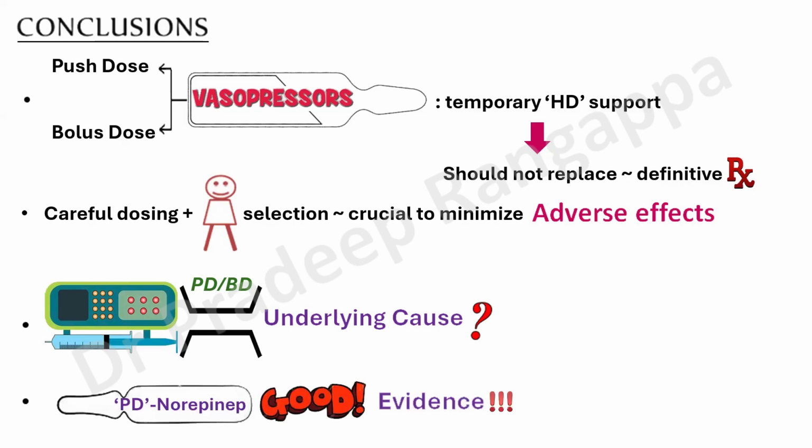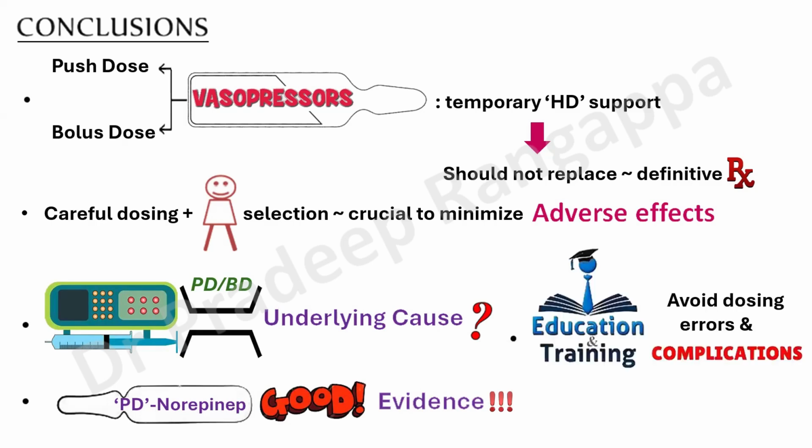And push dose norepinephrine is evolving to have good evidence. And this is definitely something that we could consider even in our ICU setting. And most importantly, education and training have to be done for all our nursing staff and medical staff to avoid dosing errors and complications due to push dose, because medication errors seem to be a common problem when you're using push dose, and even extravasation can be a problem.